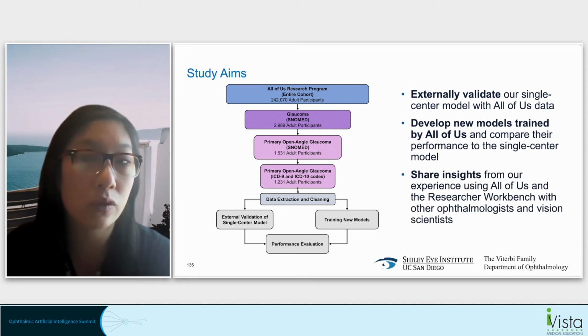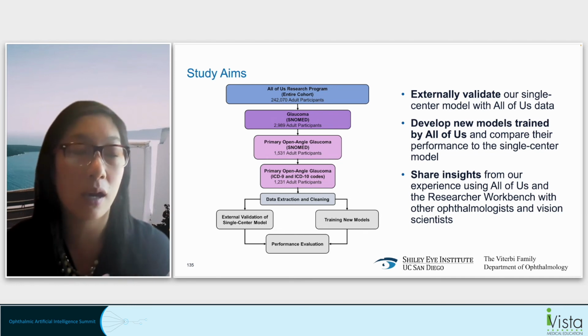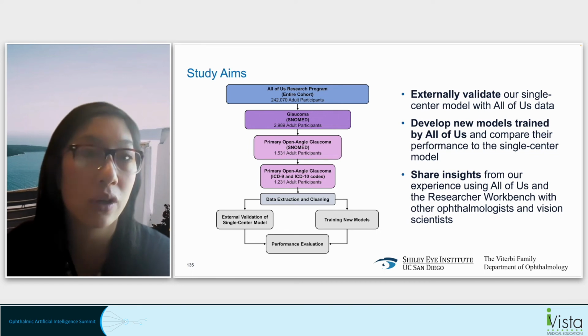And then, of course, we wanted to share insights from our experience using the database and the cloud-based researcher workbench tool, which is a platform for researchers who want to work with this database, with other ophthalmologists and vision scientists, to share it with the rest of the research community.